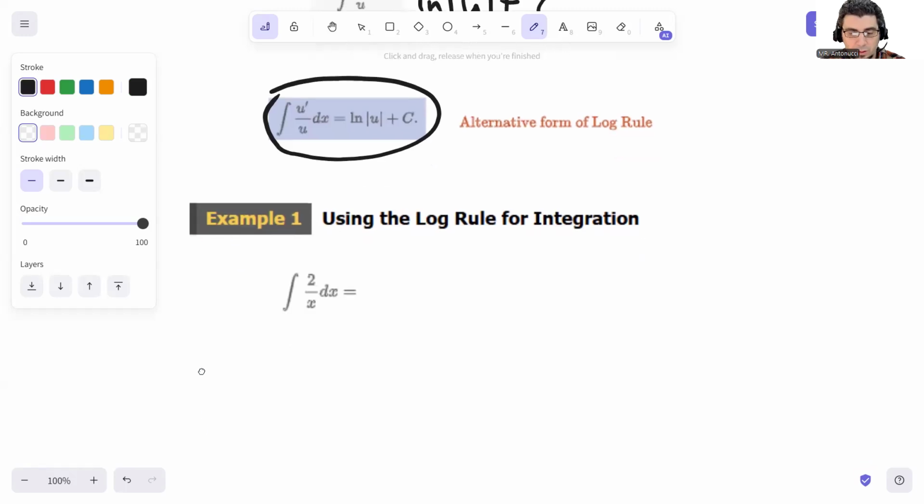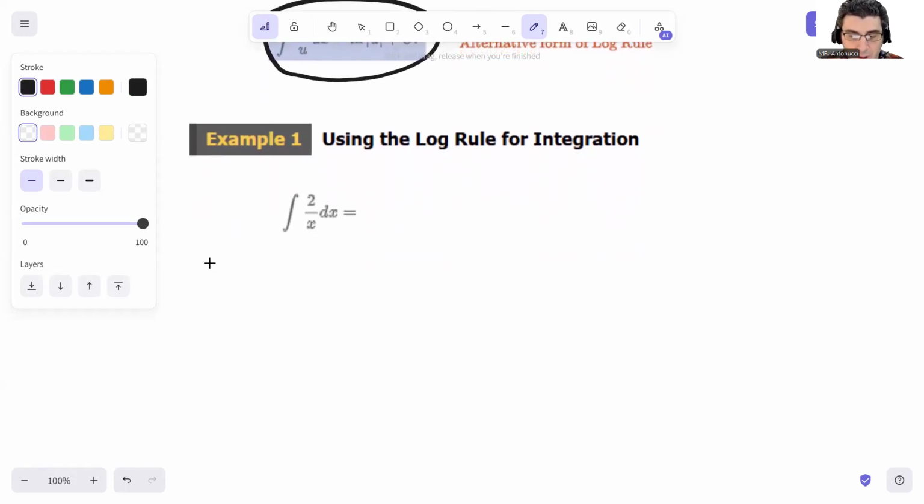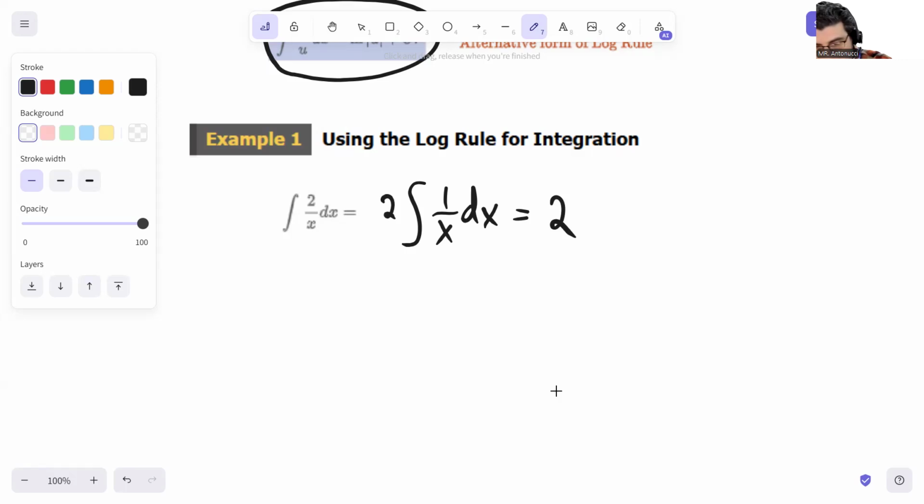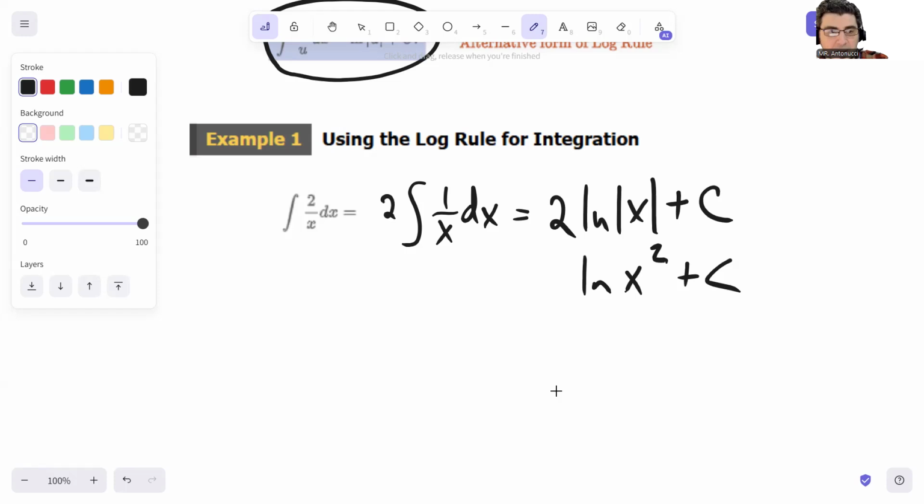Okay, so we want to look at some examples for using the log rule for integration. So we'll start off with a basic one here, integral of 2 over x dx. We can factor that 2 out and write it as the integral of 1 over x dx times 2, which is 2 times natural log absolute value of x plus c. And because of the power property for logarithms, we can rewrite this as natural log of x squared plus c. And the absolute values are unnecessary in this case because x squared cannot be negative.